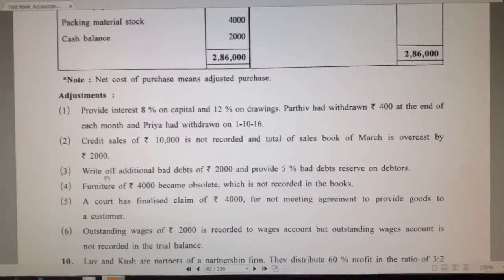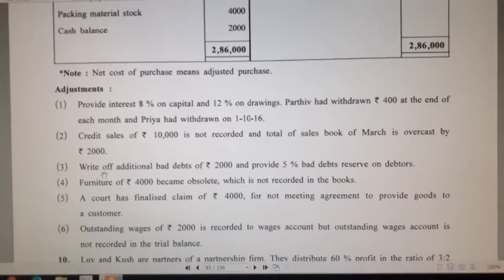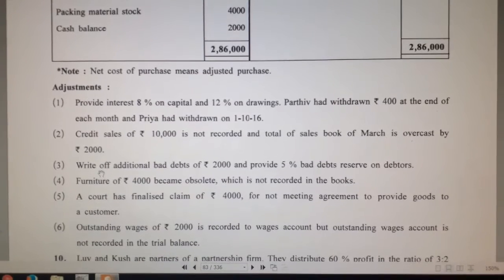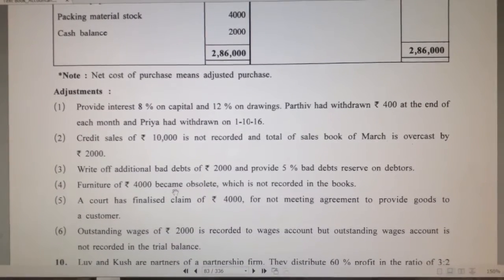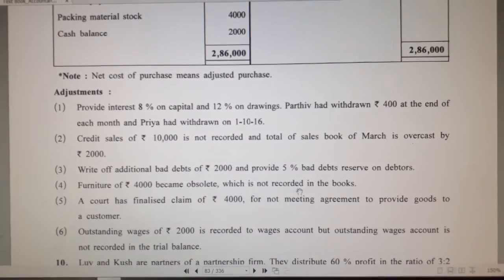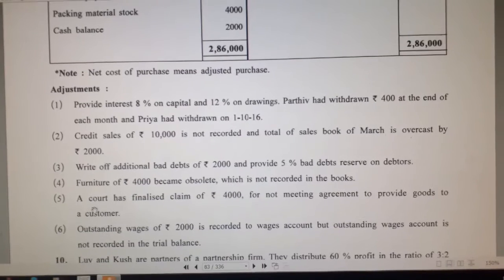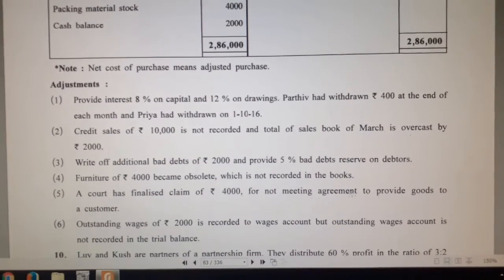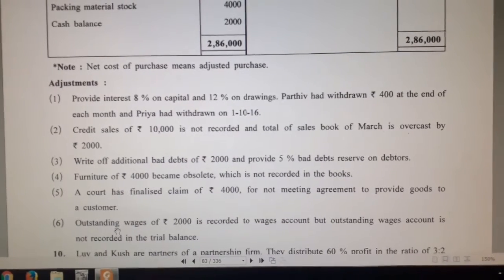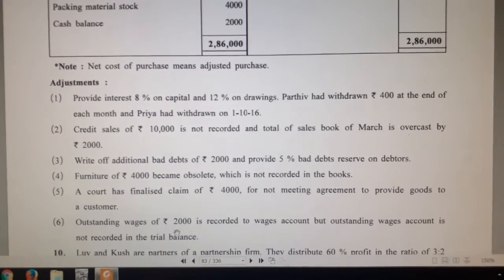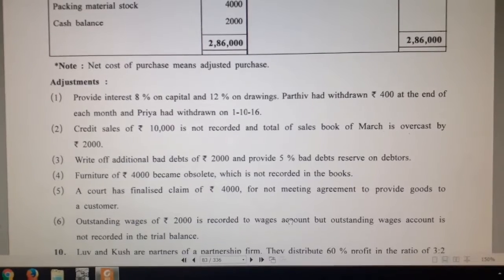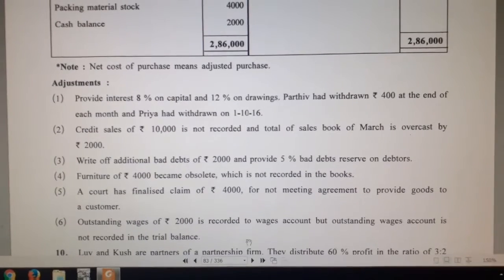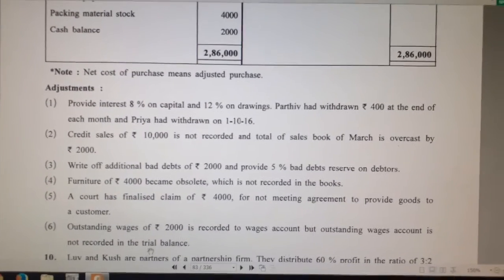Then write off additional bad debts and provide bad debt reserve. After that, furniture of rupees 4,000 became obsolete, which is not recorded in the books. Then a court has finalized a claim of rupees 4,000 for not meeting an agreement to provide goods to the customer. And the last point, outstanding wages rupees 2,000 is recorded to wages account, but outstanding wages account is not recorded in the trial balance.